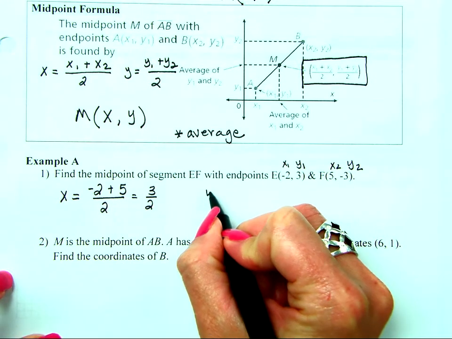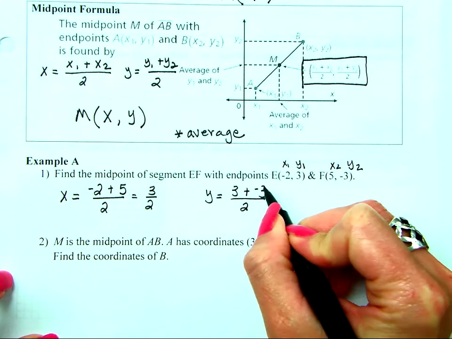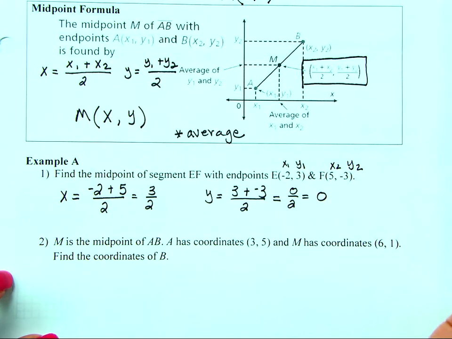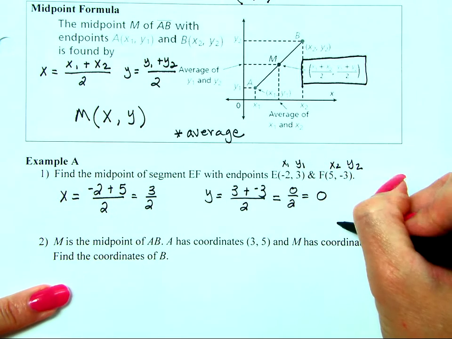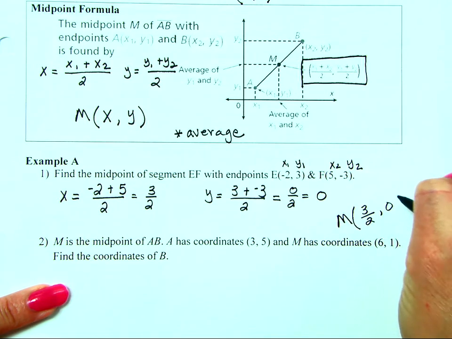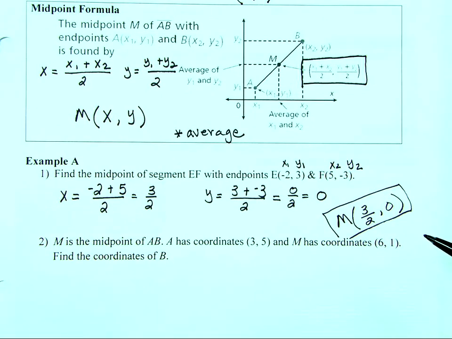And then I'm going to average my y's. Well, my y-coordinates are 3 and -3. Well, 3 plus -3 is 0, and 0 over 2 is just 0. What does that mean? Well, that means that my midpoint is at the point 3 over 2, comma, 0. 3 over 2 is 1.5. Sometimes you just want to see if that makes sense. Now, if we plotted my segment EF and we visualize that point, we should know that it's going to fall on your segment right in the middle.